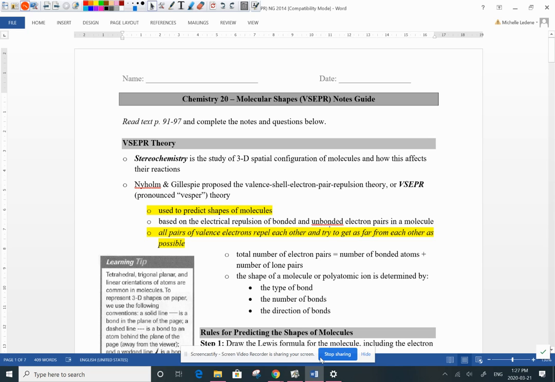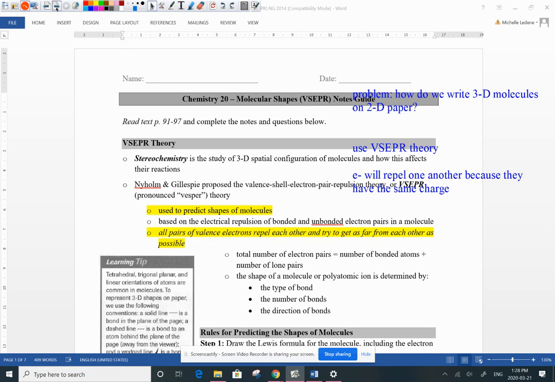Good morning, Chemistry 20s. Today I wanted to talk to you guys about this way of writing molecular shapes called the VSEPR theory. And so we're in this notes guide, which you would have picked up just now.